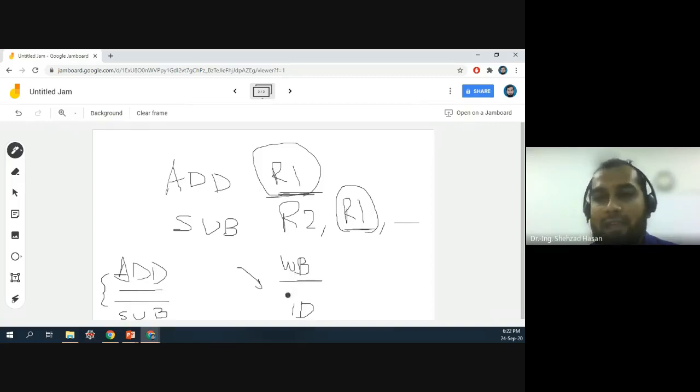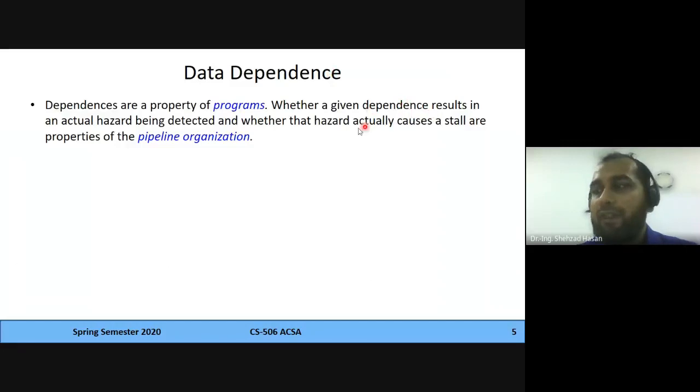So instead of aligning the write back and the decode stage, the execution stage of this can be aligned with the decode stage of the next, and this means you don't have to insert any stall. This is only if your pipeline organization supports forwarding. So whether that dependence is going to create a hazard depends on the pipeline organization, and whether it's going to create a stall, that's another thing.